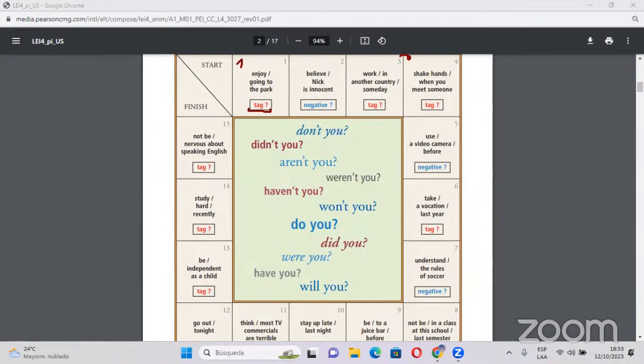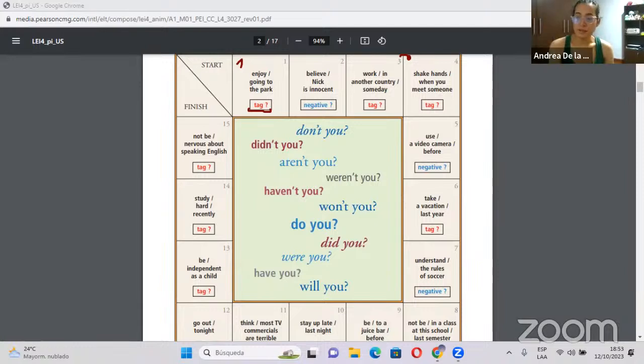I think shaking hands is a formal way to say hi to somebody. Maybe when you meet your coworkers or your boss. Okay, so shaking hands is a more formal way. Yes, exactly. It is more formal. Okay. So in the next one, it's my turn. Negative. Haven't you used a video camera before?